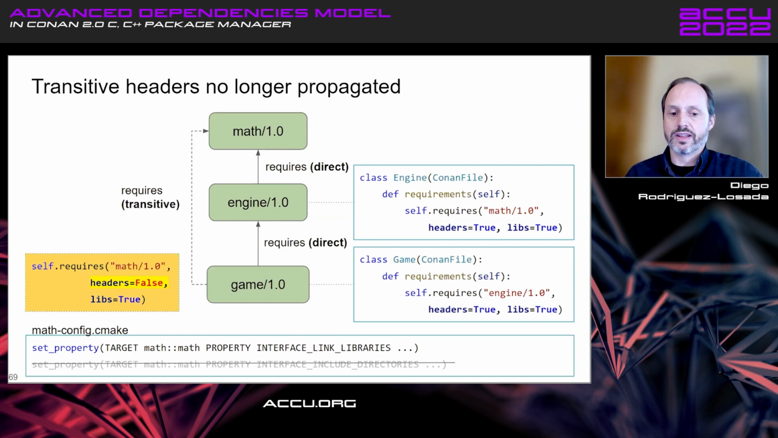Okay, so that means, I told you, we use this information when we are generating the files. In this case, we are generating the math config CMake file for building game. As the headers trait from the transitive requirements from game to math is false, we are no longer generating the include directories for math. And now we can build game, and game will not have the math headers in its include paths at all, because the headers equal false trait removed it.